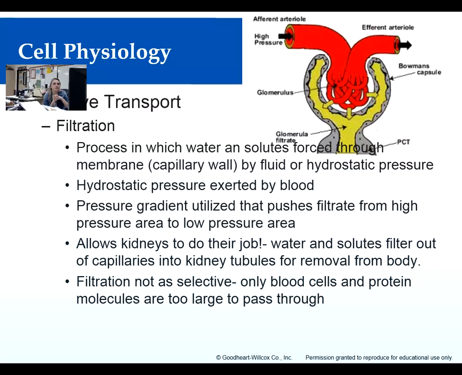So hydrostatic pressure is exerted by blood, and the pressure gradient pushes filtrate from a high area to a low area. Same thing, it goes down the concentration gradient. Anything that works by passive transport goes down the concentration gradient, meaning from an area of high concentration to an area of low concentration. This is what allows the kidneys to do their job, because everything's filtered out, and again, it's not selective.